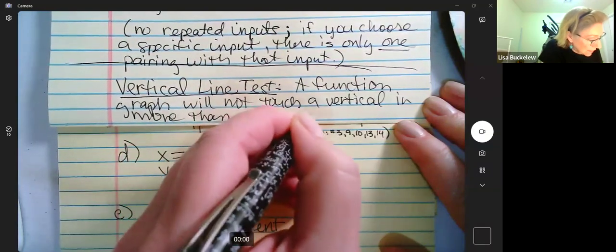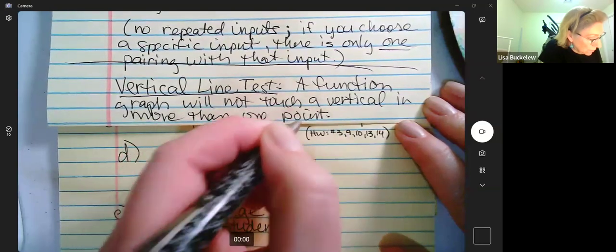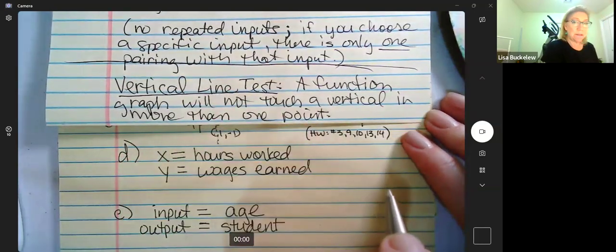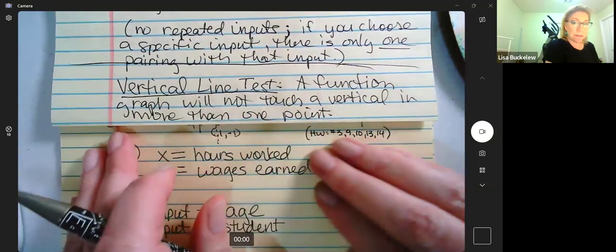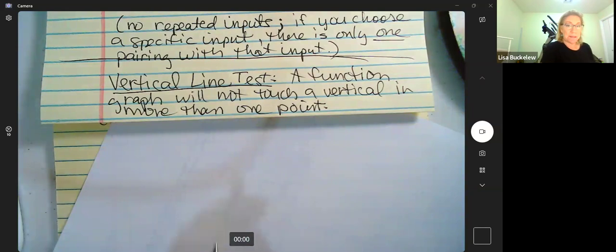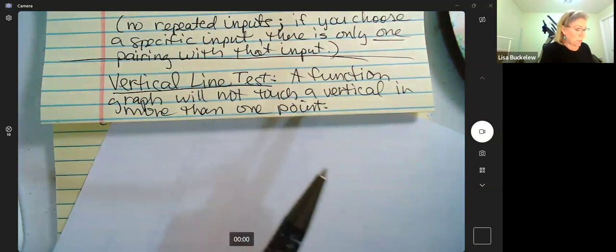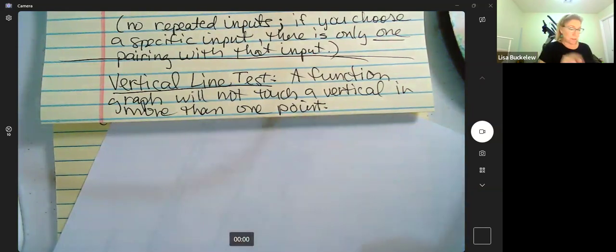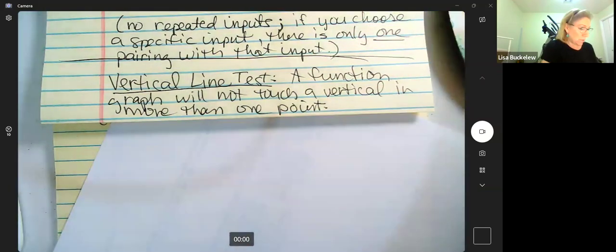And that's all you have to do, just look at it and see, is there any place where a vertical line hits it twice? If it hits it twice, not a function. If it only hits it once, it is a function. Okay, so that's the idea with the vertical line test. And that's what I was doing when I was rolling that blue line across the picture, just to see if it ever touched it more than once.